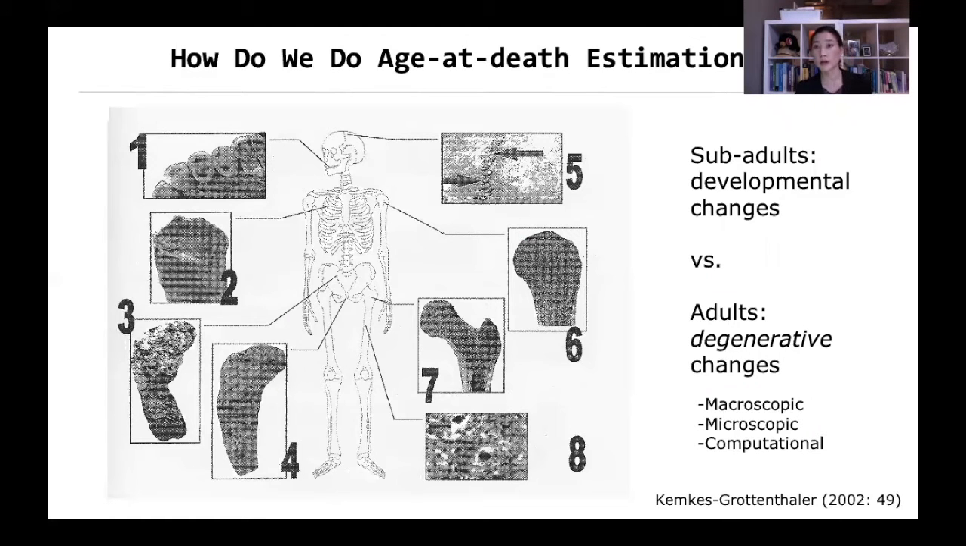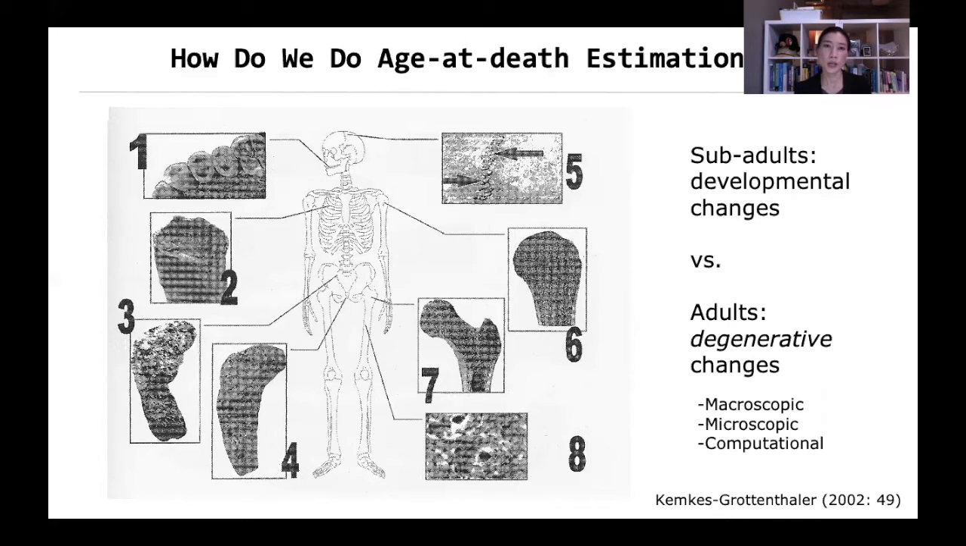Okay, so then how do we exactly do age of death estimation? Well, it depends on whether or not we are looking at subadult or adult. For subadult, since the skeleton is still growing, we look at the developmental changes throughout the skeleton. But once the skeleton hits full maturation, which usually happens around 18 or 19 years of age, then we look for degenerative changes throughout the skeleton.